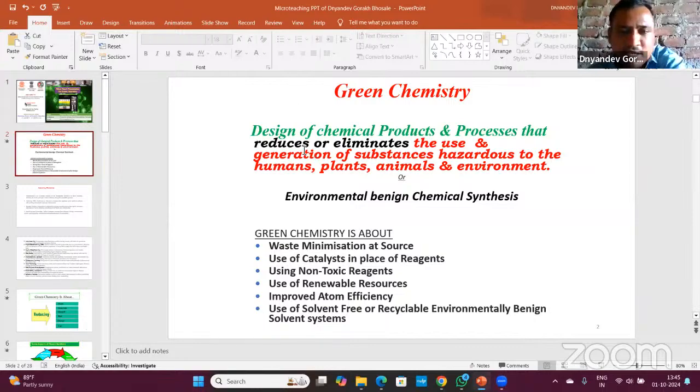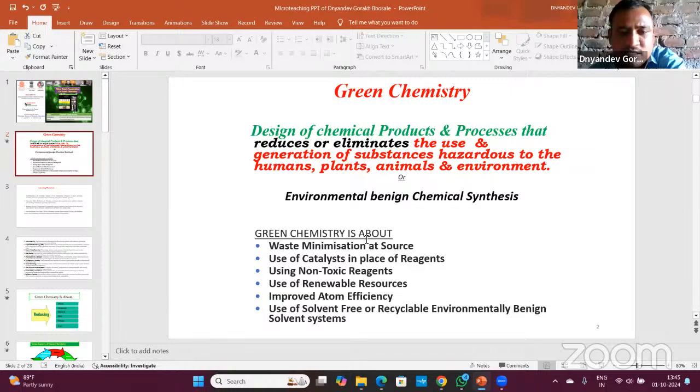First of all, I would like to tell my students what is meant by green chemistry. That is a specific definition of green chemistry. It is a design of chemical products and processes that reduces or eliminates the use or generation of hazardous substances to humans, plants, animals, and the environment. Followed by that, the environmentally benign chemical synthesis methodology, that is what green chemistry is all about.